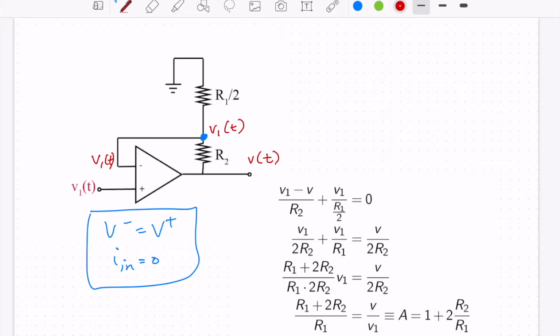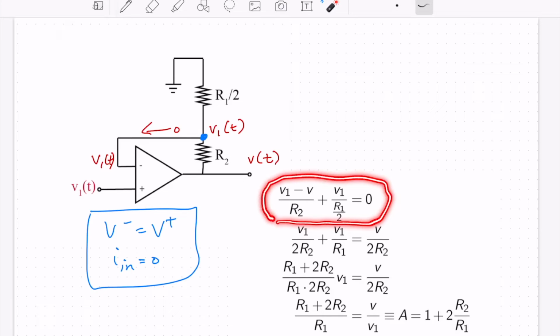So I've got a lot of V1 of t's all over the place, but that's okay. Now we're just going to write a nodal equation here. We write V1 minus V over R2 plus V1 minus 0 over R1 over half, V1 minus 0 over R1 over 2. And of course, this current here is equal to 0, so we don't need to add that in. So we have a very, very simple equation right here. That's the only nodal equation we really need for this analysis.